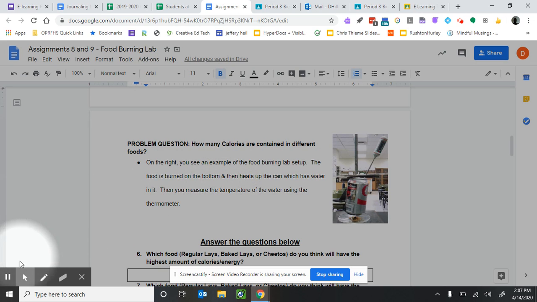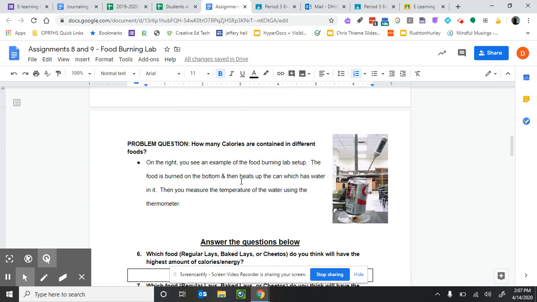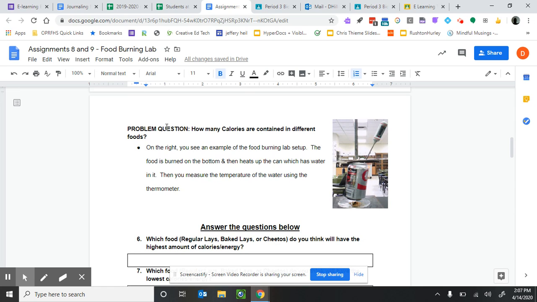So here's kind of the setup right here. And you're almost done for the day. Here's our problem and our question. We want to think about how many calories are contained in different foods. And on the right here, you see an example of the food burning lab setup. The food is burned on the bottom down here, right? And we have water and a thermometer. So we burn the food, it heats up the water inside the can, and then we measure how much hotter the water gets. And that tells us how much energy was in the food we burned. This kind of simulates what happens when your body digests food on the inside of your stomach.